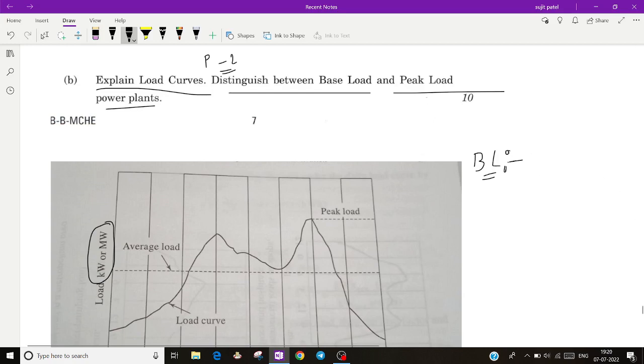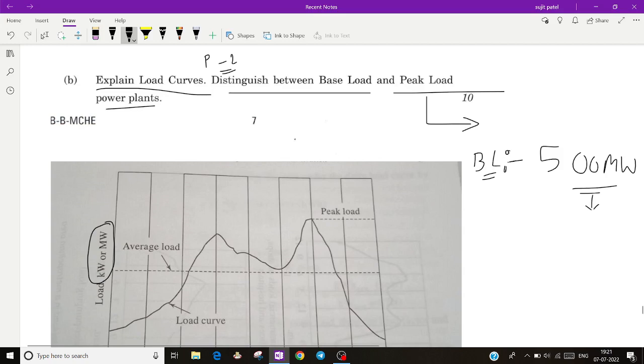Now the second thing, we have to understand what peak load is. But one more thing about base load: it is the minimum energy required at all times in 24 hours, whether you take the data on a daily, monthly, or yearly basis. For example, if the base load is 500 megawatt, then 500 megawatt of energy must be there at any time. That is called base load.